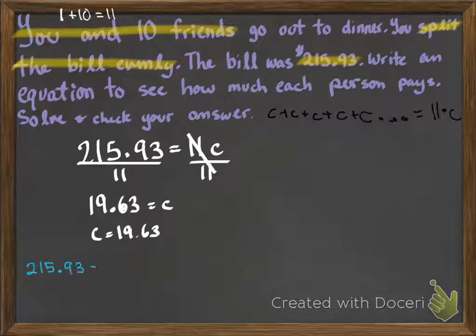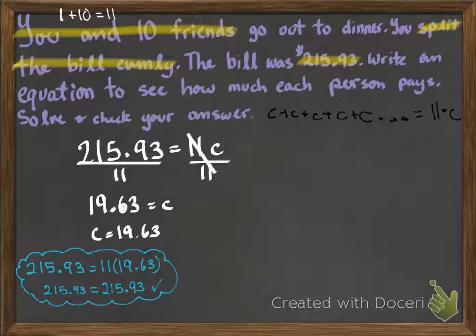How do you check that? Well, you plug it back in, so 11 times 19.63, which is 215.93. Is 215.93 equal to 215.93? Yep, so you got it right.